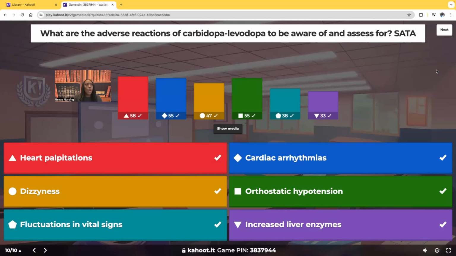Fluctuations in vital signs, where you'll see maybe the heart rate or the blood pressure go up and down, up and down. And of course, increased liver enzymes. You're going to be checking the labs. You're going to be checking the liver function studies. You're going to be looking at the ALT, AST, right?